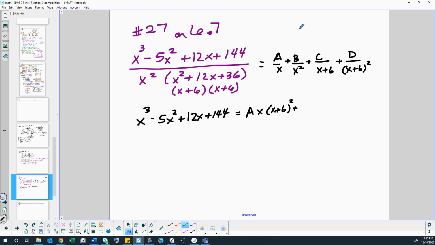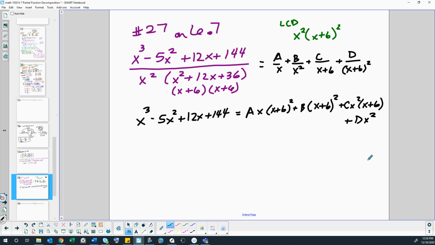See, in case you're not sure what we're multiplying by here, the least common denominator would be x squared times x plus 6 squared. So x cancels, I have x times x plus 6 squared left. Then I have b, the x squared cancels, but I still have x plus 6 squared. Then an x plus 6 cancels, but we still have c times x squared times x plus 6. And then for d, the x plus 6 squared cancels, so we just have dx squared.